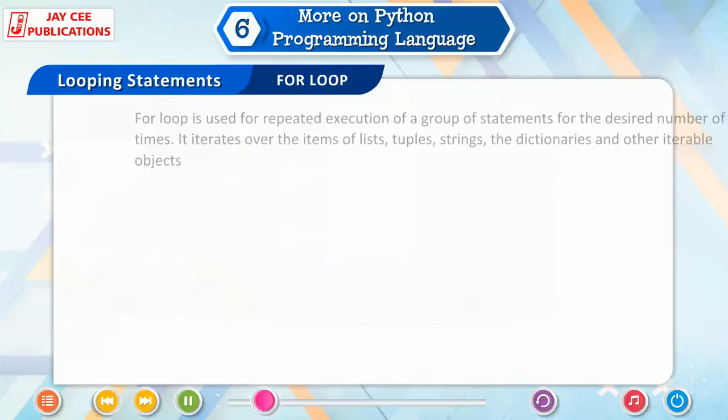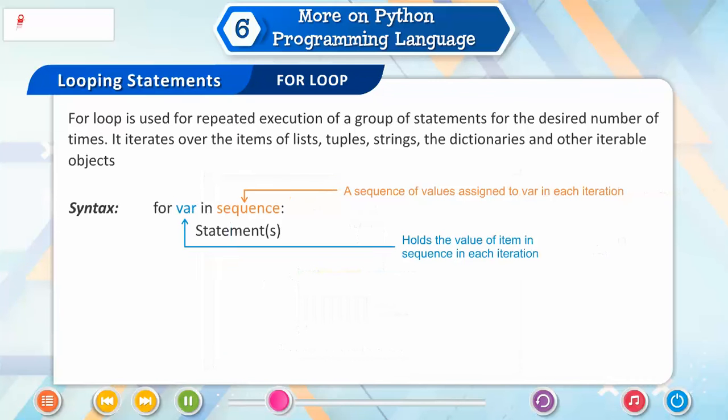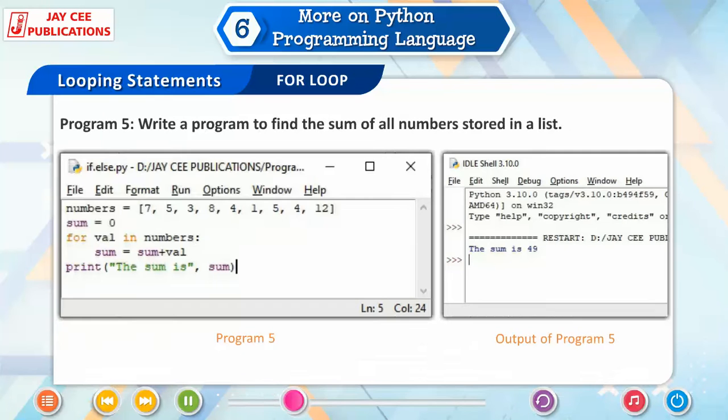For loop. For loop is used for repeated execution of a group of statements for the desired number of times. It iterates over the items of lists, tuples, strings, dictionaries, and other iterable objects. Syntax: for variable in sequence, statements. Variable holds the value of the item in the sequence in each iteration. Sequence: a sequence of values assigned to the variable in each iteration. Program 5. Write a program to find the sum of all numbers stored in a list.